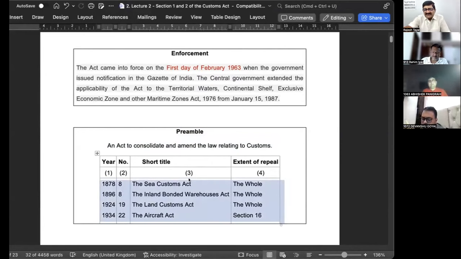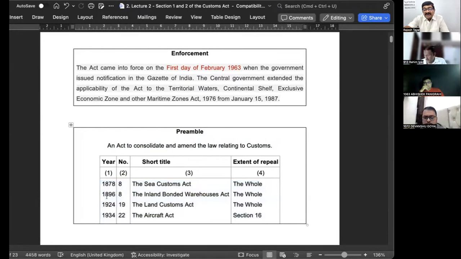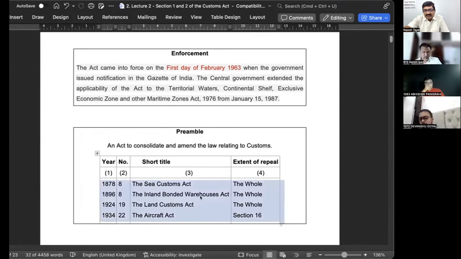Before this Customs Act 1962, the levy of duty on import and export was governed by different laws: Sea Customs Act, Inland Bonded Warehouse Act, Land Customs Act, Aircraft Act. The first three acts are completely gone. And as far as the Aircraft Act is concerned, Section 16 is gone because of introduction of this act. So these four acts have been repealed.